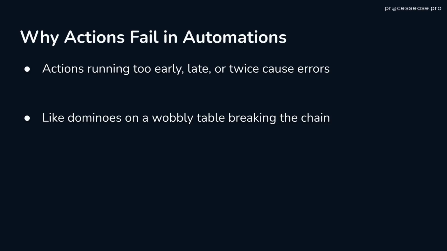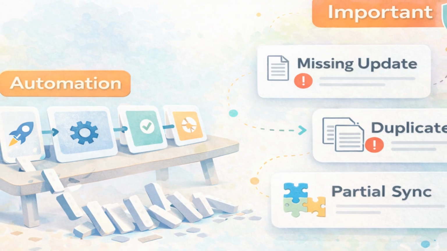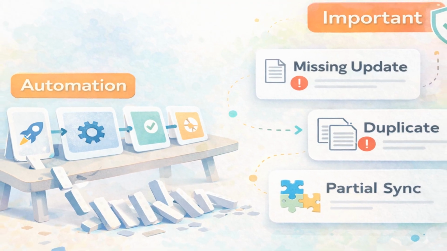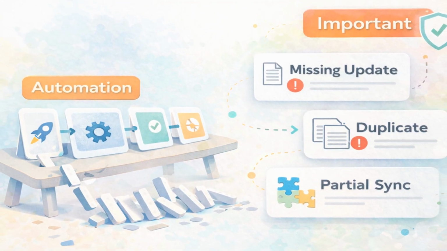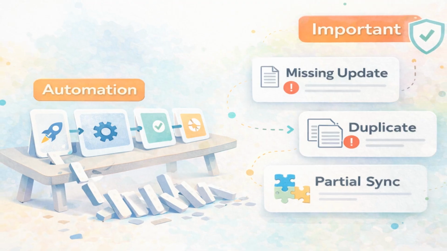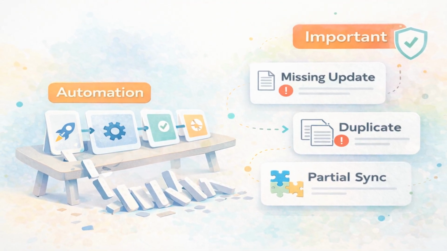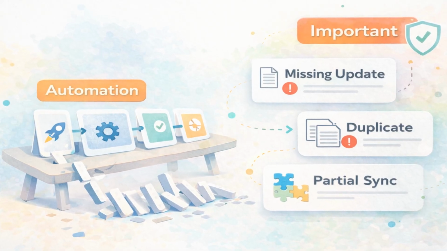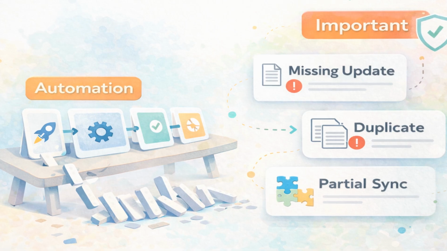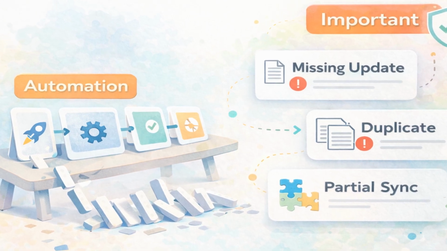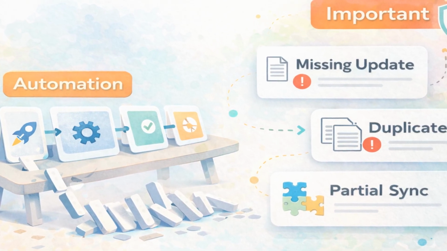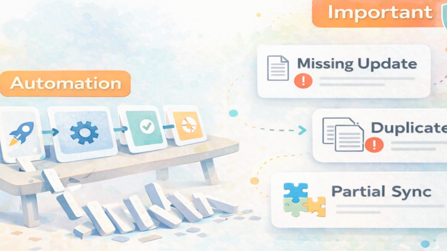Think of it like a line of dominoes placed on a wobbly table. If the table shakes even a little, the chain breaks. Automation works the same way. When the sequence is unstable, you start seeing things like missing updates, duplicate records, or sometimes partial changes across systems. And those are exactly the types of issues we want to prevent. So in this episode, we'll look at how to design actions more carefully, and how to add simple error handling patterns that keep your automation stable.